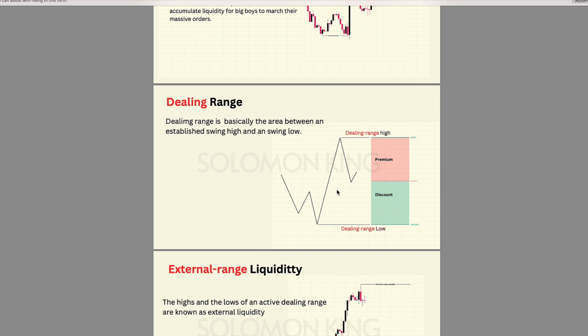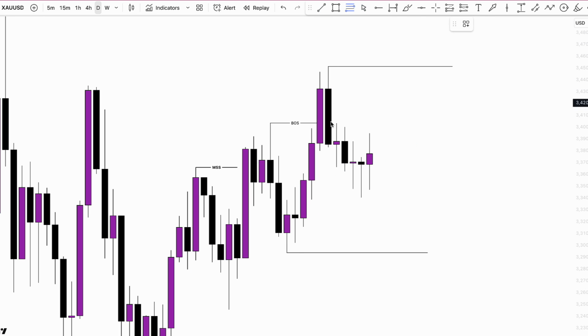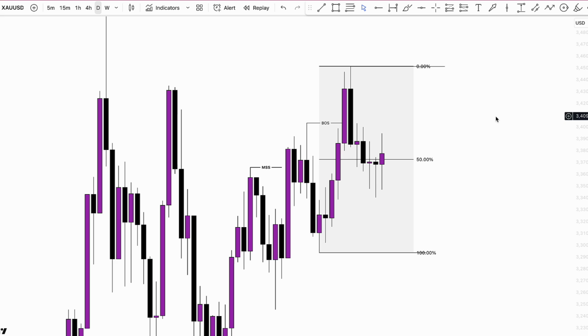Dealing range is well explained here, and it's basically where price is currently at between the swing high and the swing low. So what I have here, the swing low is here and the swing high is here. You can see that I have two bounds. This low is here and the high is there. So this is the daily range I have currently. And what do you see?